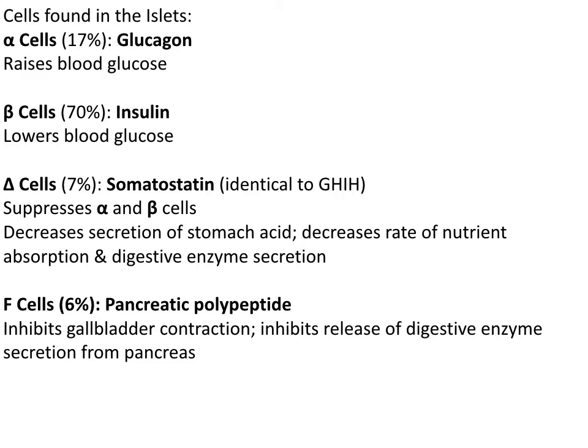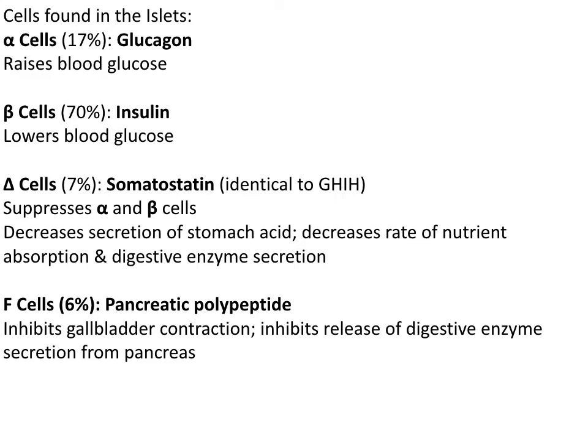Now, there are 4 different types of cells found in your pancreatic islets. You have alpha cells, which are about 17% of the gland. They're going to produce glucagon, whose overall function is to raise blood glucose if it is low. You have beta cells, which make up 70% of the gland, the pancreatic islet. It produces insulin, which helps to lower blood glucose if it is high.